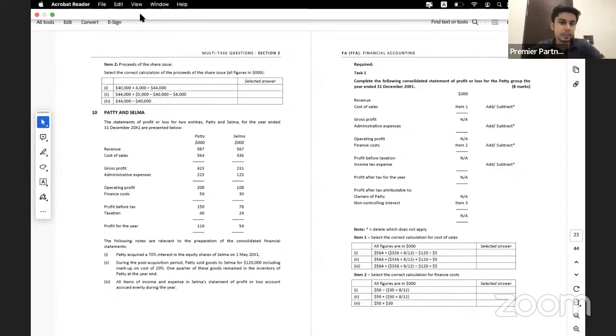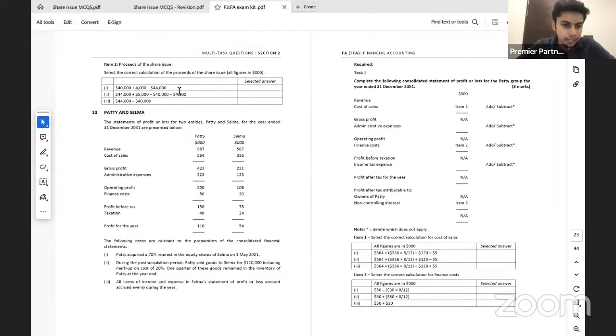Okay, right. So guys, can I explain? So the group structure. Okay, right. So guys, it's like this. Patty acquired 70% of Selma on 1st of May 2001. Okay, so guys, structure. Parent acquired 70% of Selma. So guys, that was on when? 1st of May.